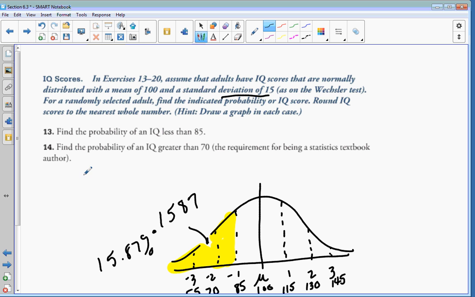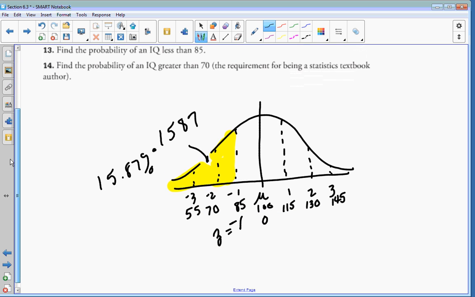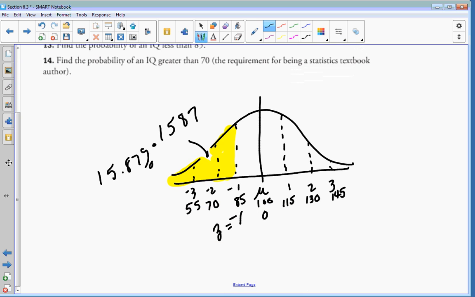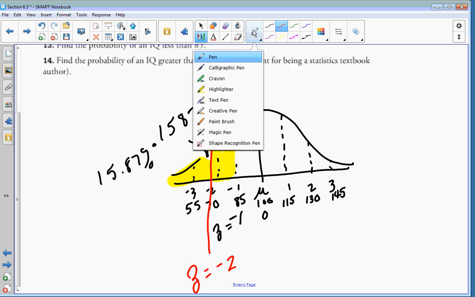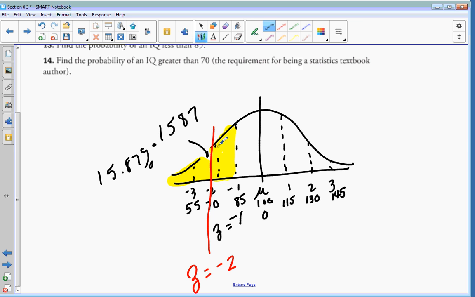Oh, we didn't do the other one. Find the probability of an IQ that's greater than 70. And it's not the requirement for being a statistics textbook author. This author just has a sense of humor. So if we looked at 70, that would be where Z is at -2. But this time we're greater than, so we would be coloring this area here for greater than.